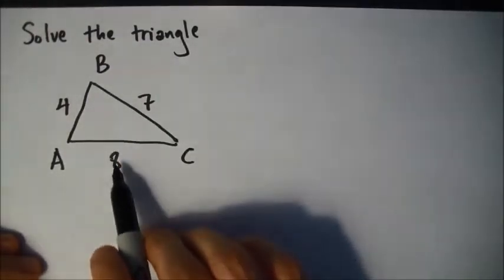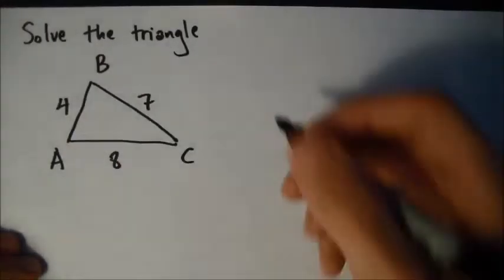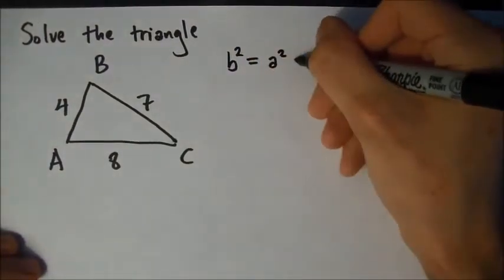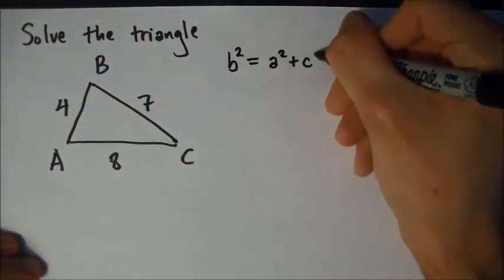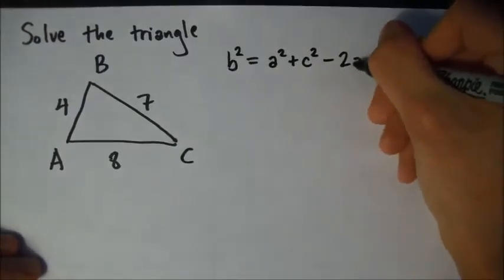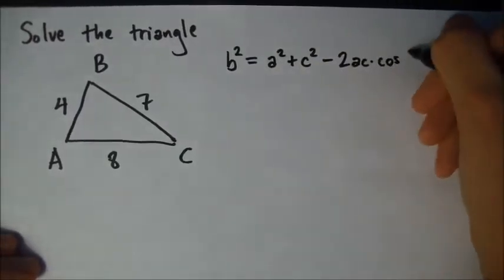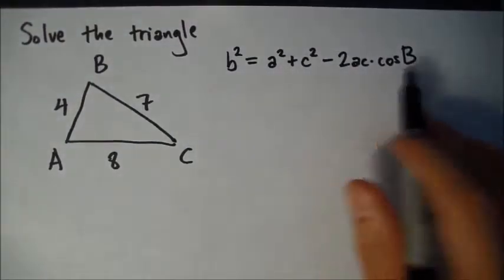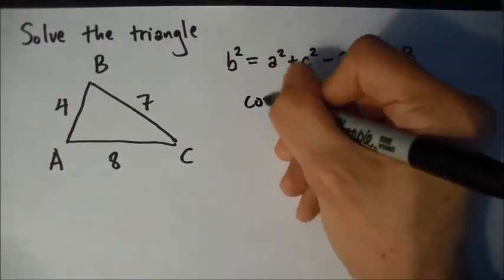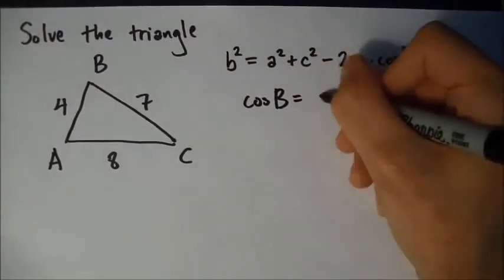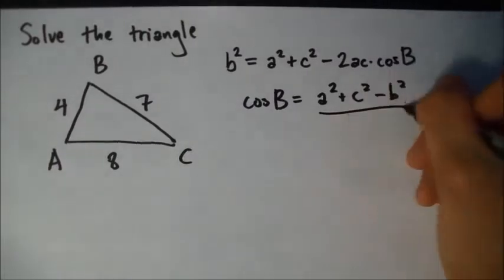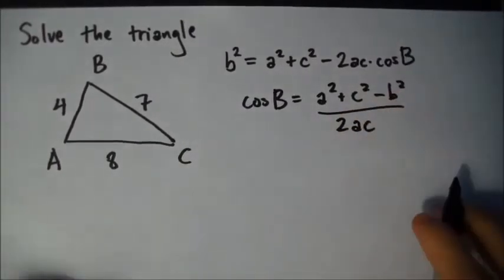So we'll start by finding angle B, and to do that we use the law of cosines, which relates b squared with its angle. So b squared equals a squared plus c squared minus 2ac times the cosine of angle B. So again, we know a, b, and c, so we can solve this to find cosine of B. So we find cosine of B is a squared plus c squared minus b squared all over 2ac.